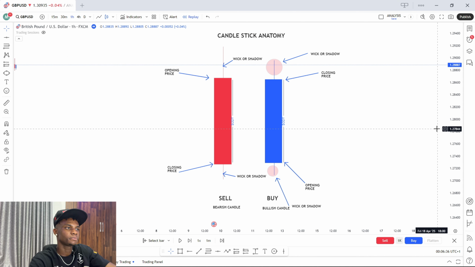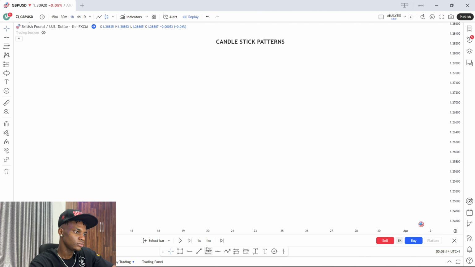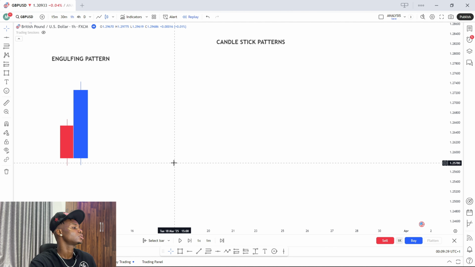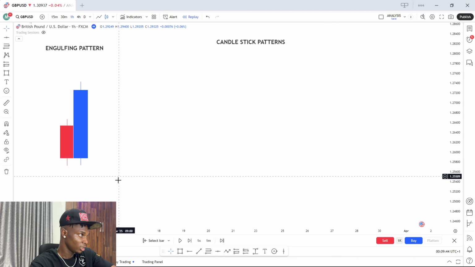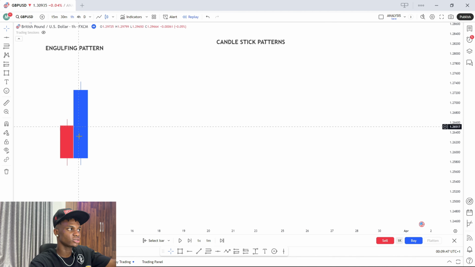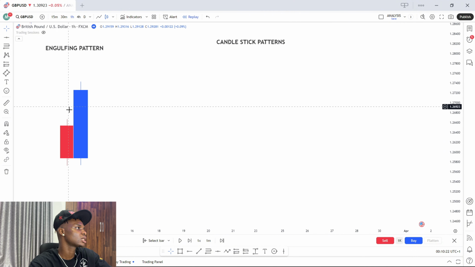Now we are going into the candlestick patterns. This is just the candlestick anatomy. When we talk about the candlestick patterns now, you see how everything comes together to form a meaning. The basic candlestick patterns I will be taking you through. So this is an engulfing pattern where one candle engulfs the other candle. If you look at it, this candle basically is about double of this candle in size. That's in height. That is basically an engulfing pattern for you.